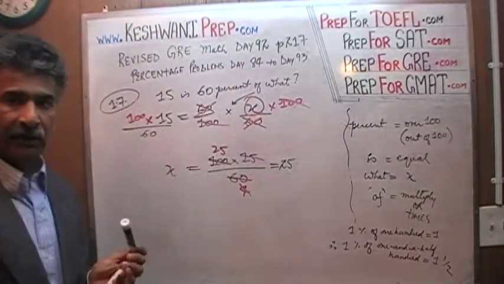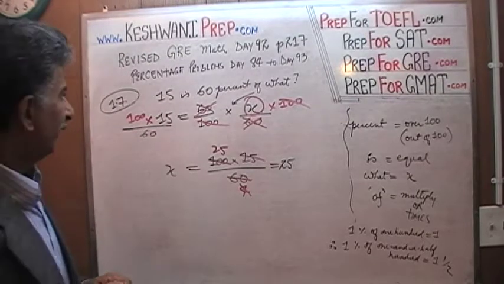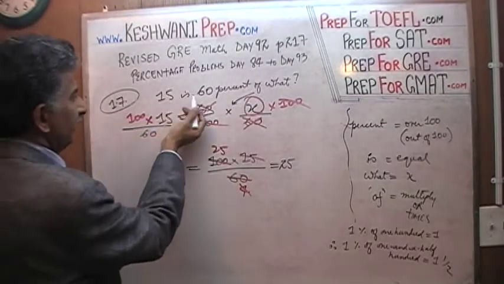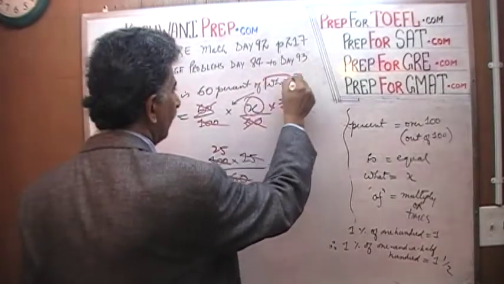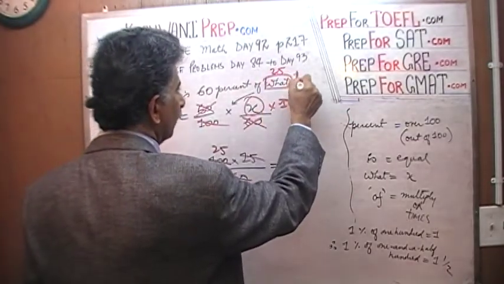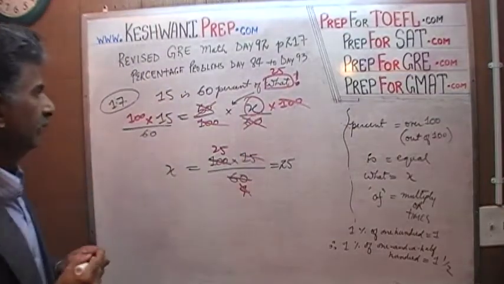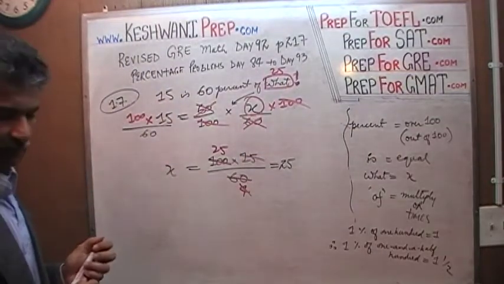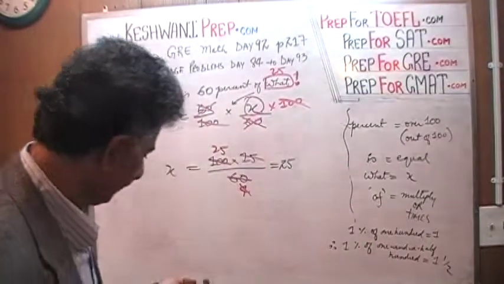Let's put it back in our original statement, see if it makes sense. We need to verify it. What we're claiming is that 15 is 60% of 25. No longer a question, it's a statement. We have to verify it. 15 is 60% of 25. Let's find out, shall we? Let's verify it here.